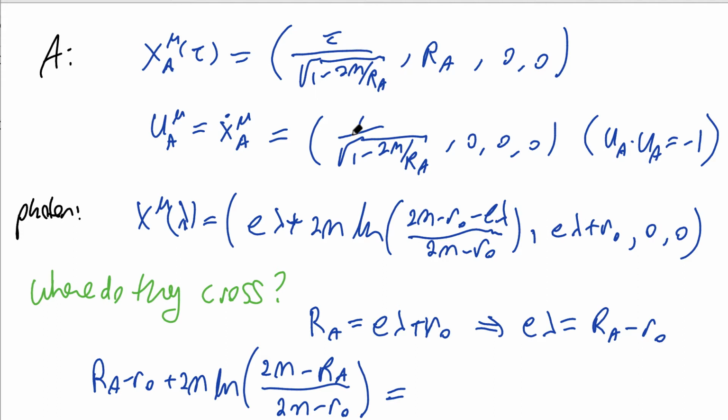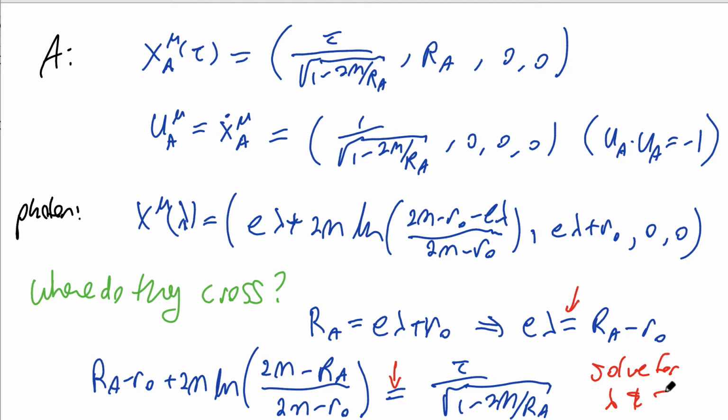The 0 component of observer A's world line is tau over the square root of 1 minus 2m over r sub a. And now we can solve these two equations for lambda and tau explicitly in terms of the parameters of the problem, and then substitute those results into these world lines to get the coordinates of the event where they cross. And the details aren't really important in this simple case. The only thing that matters is where they cross is at areal radius r sub a.